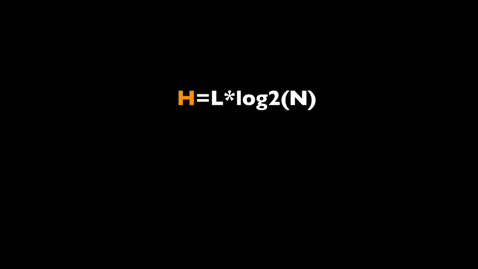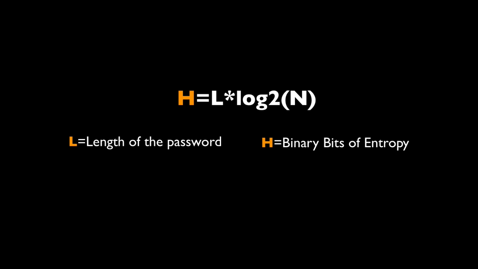So we are calculating entropy using the following formula. H equals L times log2 of N. L is the length of your password. H is the total binary bits of entropy. Entropy is calculated using bits. And N is the number of possible symbols in a password.